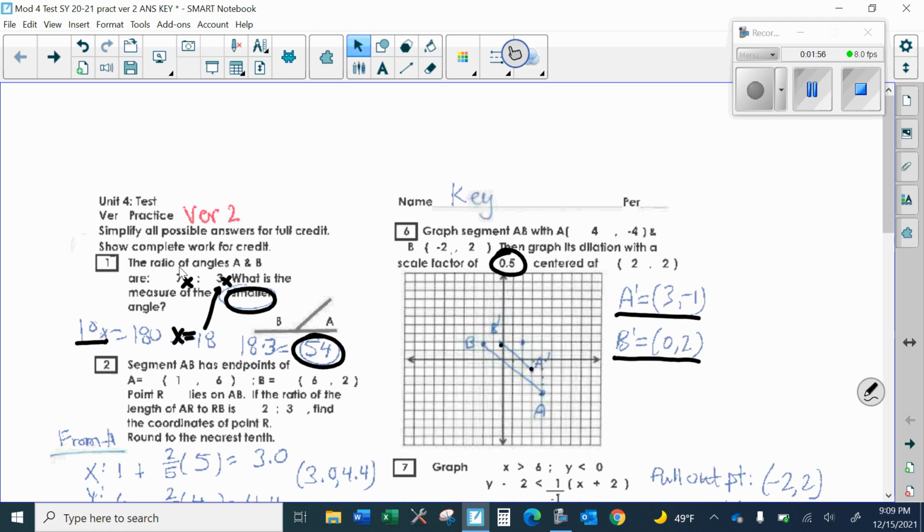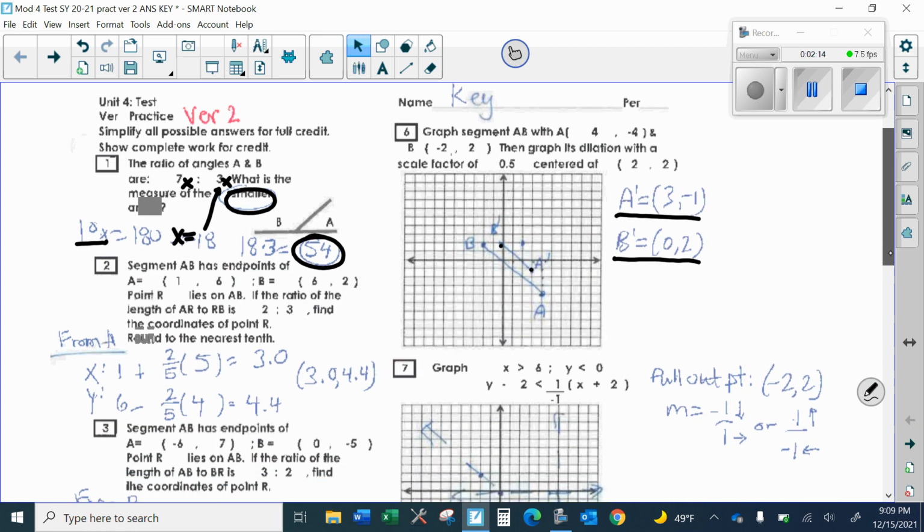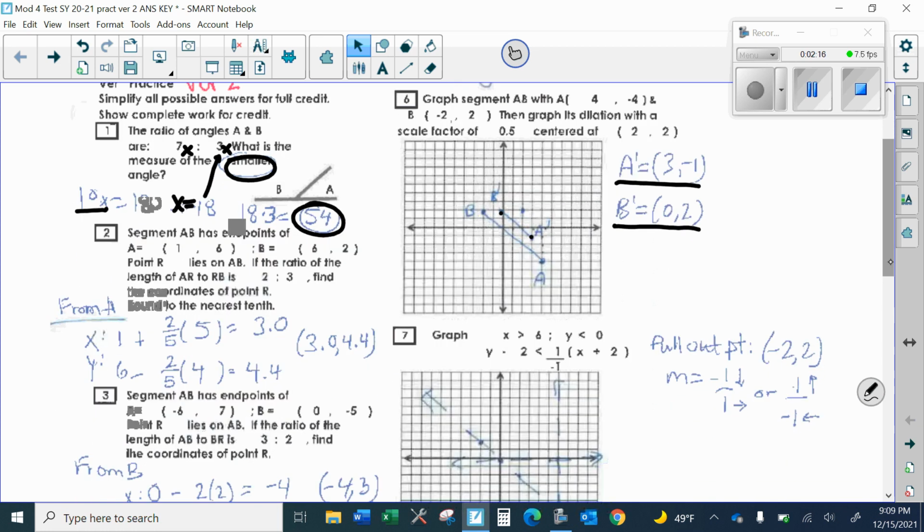If the scale factor was 1.5, since it was down 6, I'd go half of 6, which is 3, more, so I'd go down 9. And instead of right 2, I'd go right 3, because 1.5 times 2 is 3. Okay, so you can use that for any ratio that they want.